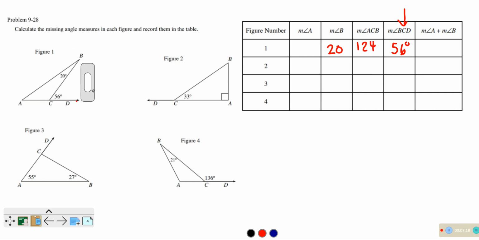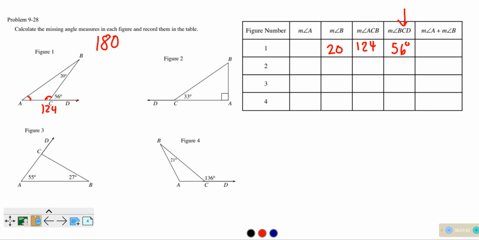Now, on to my next task. 124, it's right here. My next task is I am still missing angle A. So angle A is right here. Now, when you have a triangle, we learned in lesson 9.1.2 that there are 180 degrees in a triangle.